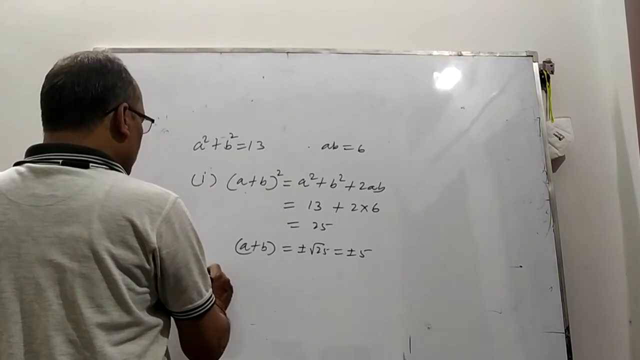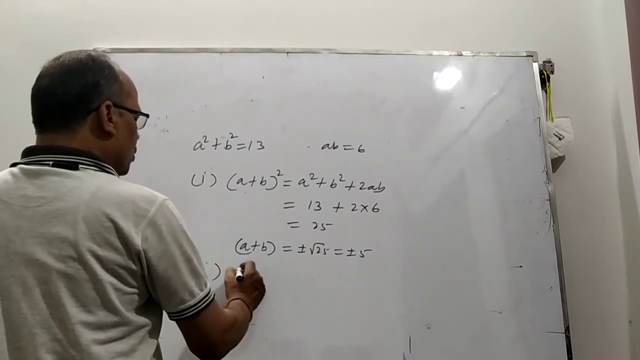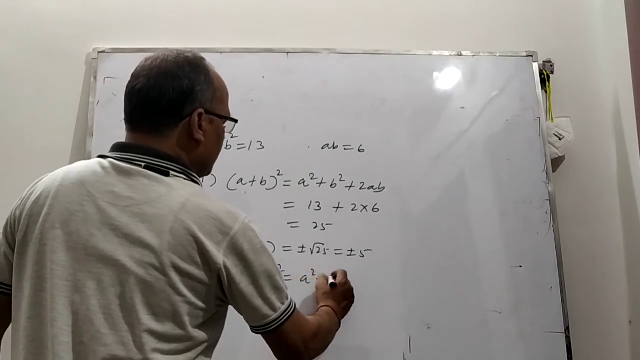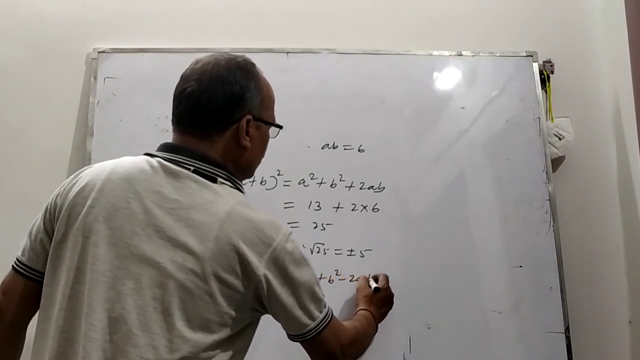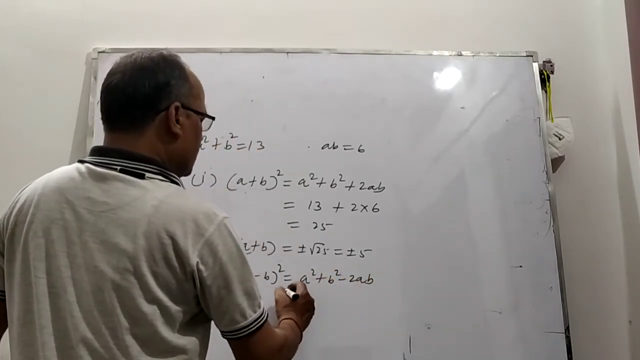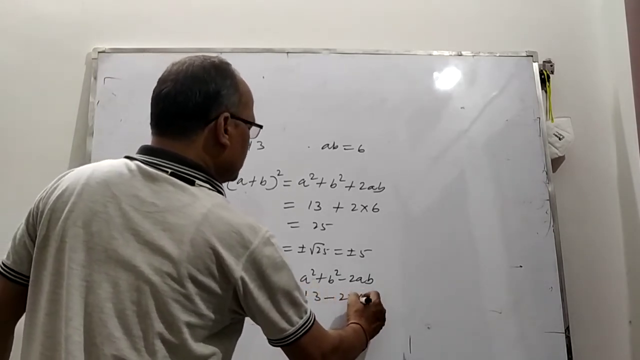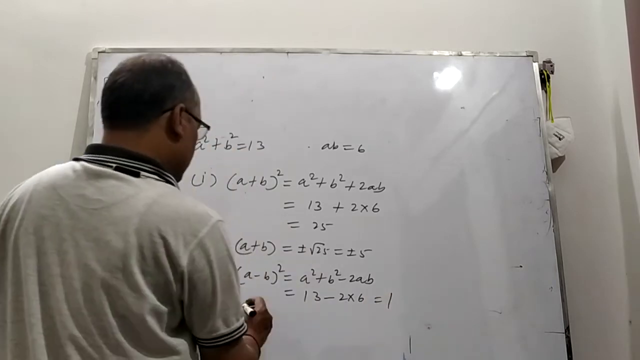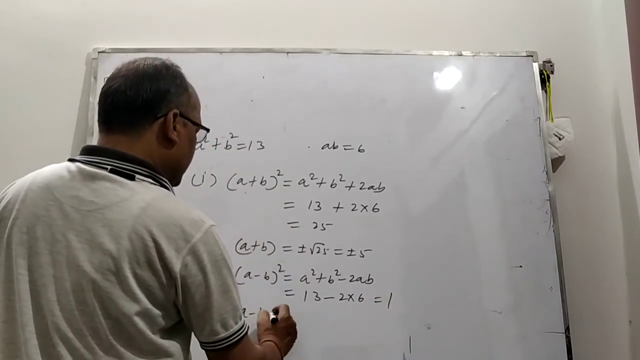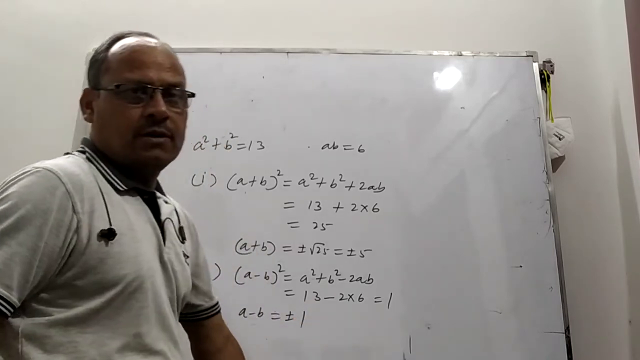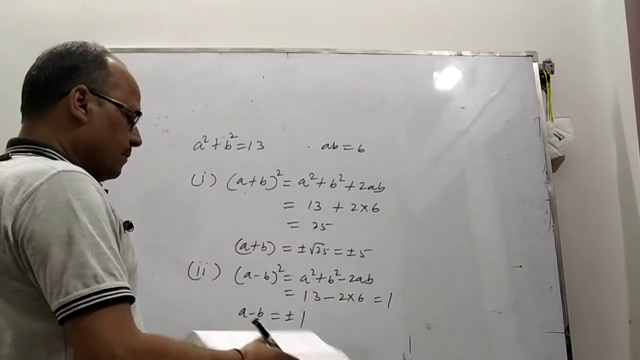Second part, if you want to do a minus b, so a minus b whole square, a square plus b square minus 2ab. So this will be 13 minus 2 into 6 equal to 1. So a minus b equal to plus minus 1. I suppose it is clear.